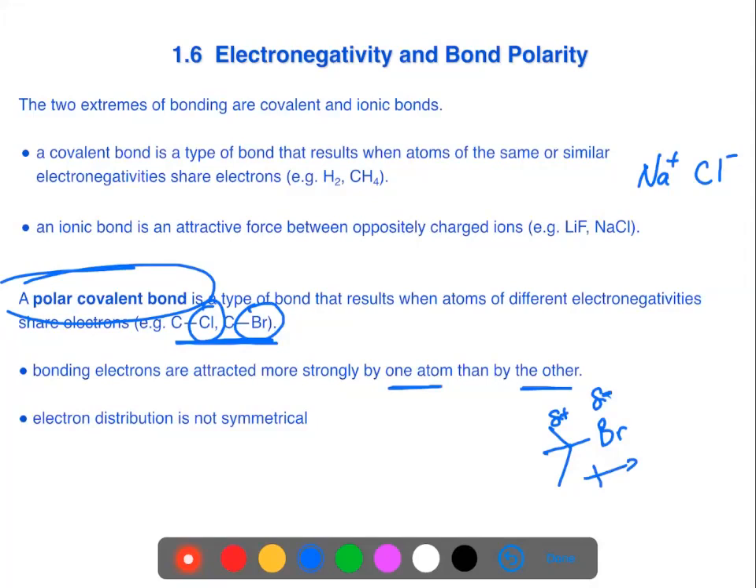So it's key to remember that electron distribution is not symmetrical, that in polar covalent bonds, one atom is going to have, in a sense, an unequal share of the electron density that's being shared between those two electrons. So more electron density will be found around the atom of higher electronegativity as opposed to one with less.